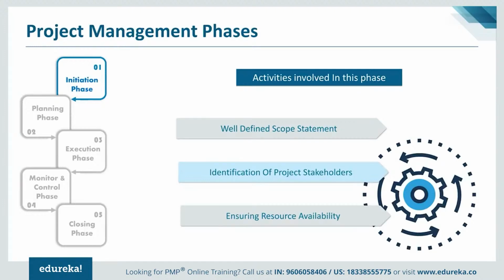Then we'll have to ensure the resource availability. Once you understand the scope of work, even if it is a global project, you may decide to do the pilot in a particular region, and once that pilot is successful, you will roll it out across. If that is the understanding, then obviously resource availability would be accordingly taken care of.